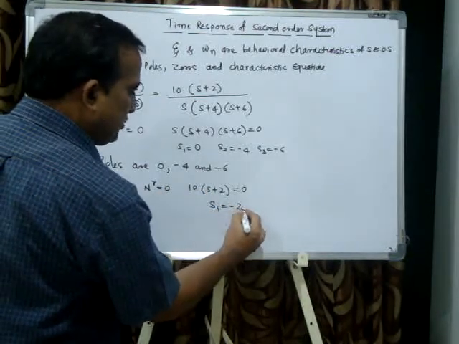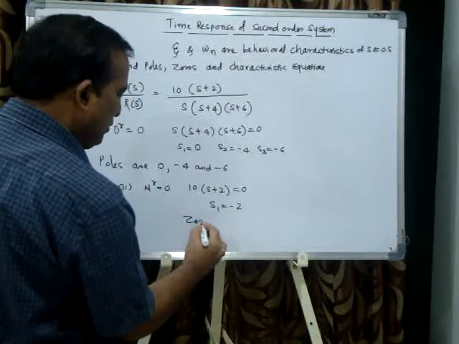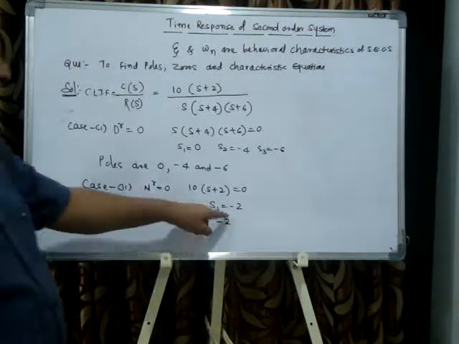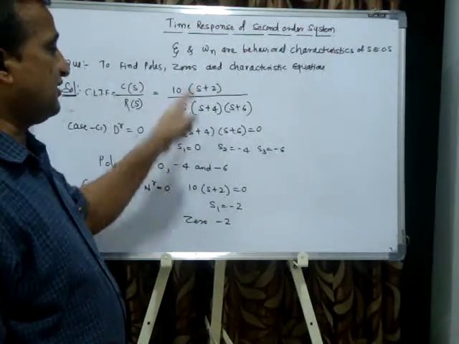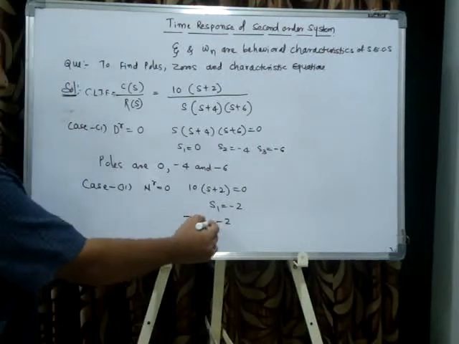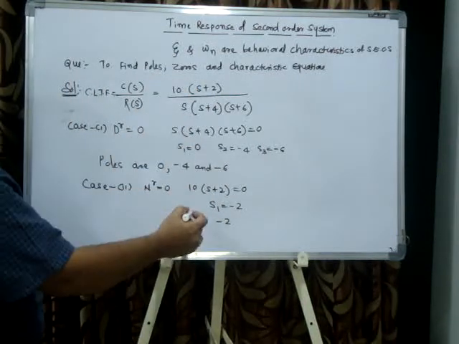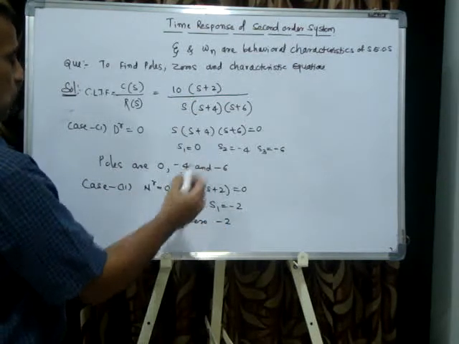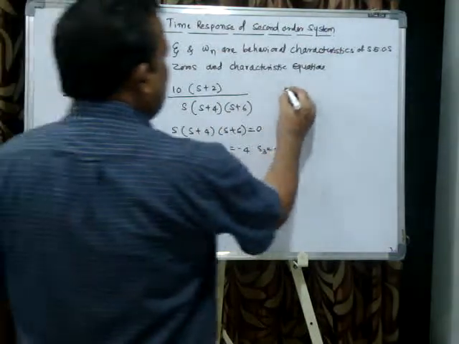S is equal to minus 2. This is called the zero. Zero equals minus 2. Why is it called zero? If you put this value in the above transfer function, the transfer function becomes 0. So the minus 2 value is called the zero. And case 3, what is case 3?